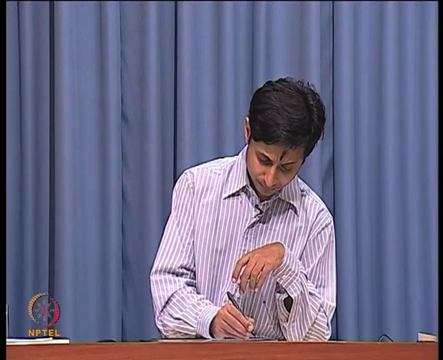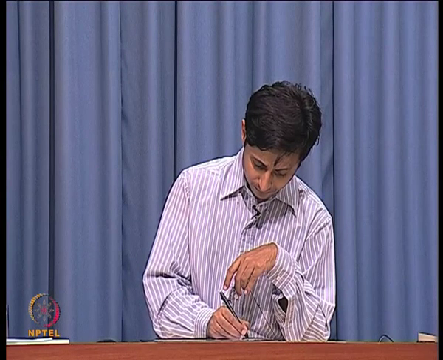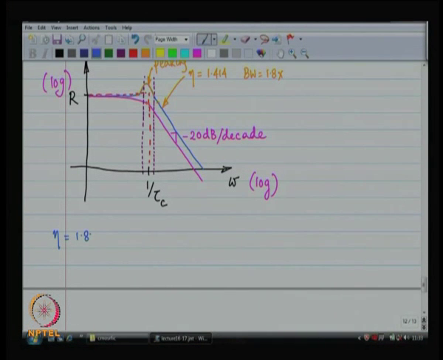So, in other words, let me increase the value of eta and I will get something better. So, one can show that if I increase the value of eta to let us say 1.6 or so, then I get about only 3 dB of peaking.